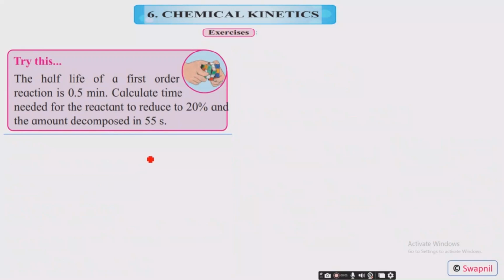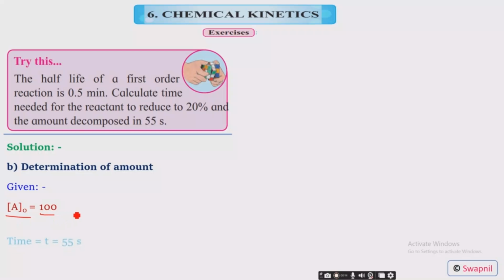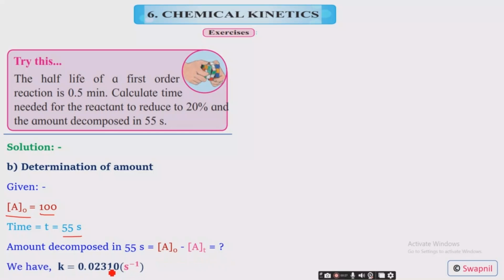Now next we have to find out the amount decomposed in 55 seconds. So let's see the solution. Determination of amount. We are given that concentration of A0 is equal to 100%, that is the initial concentration. Time t is equal to 55 seconds. And we have to find out the amount decomposed in 55 seconds, that is concentration of A0 minus concentration of A t is equal to question mark. So we again have K is equal to 0.02310 second inverse.